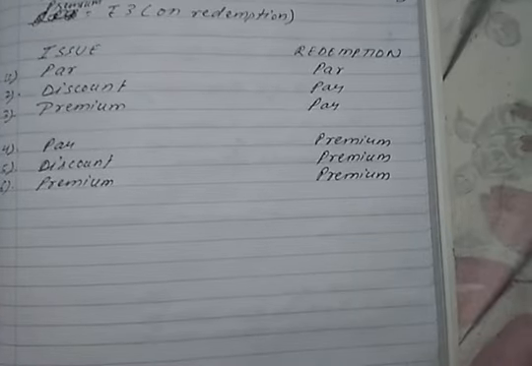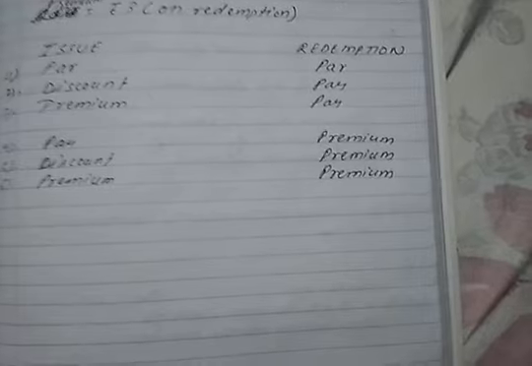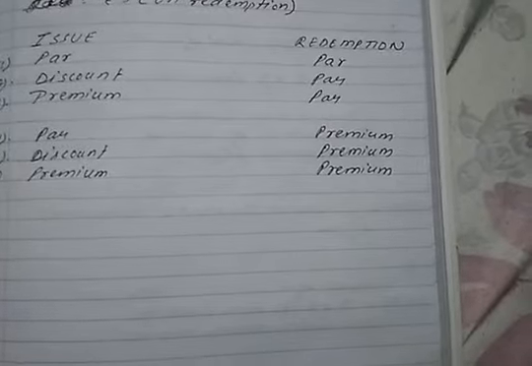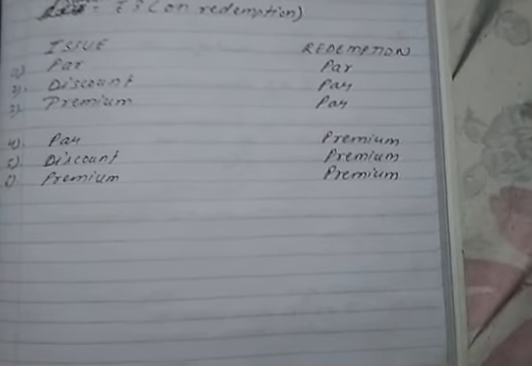Today in the online class session of accountancy, I will explain to you the next two cases of the topic accounting for issue of debentures considering the terms and conditions of redemption. Already I explained the first and second cases yesterday in the previous class session of accountancy.